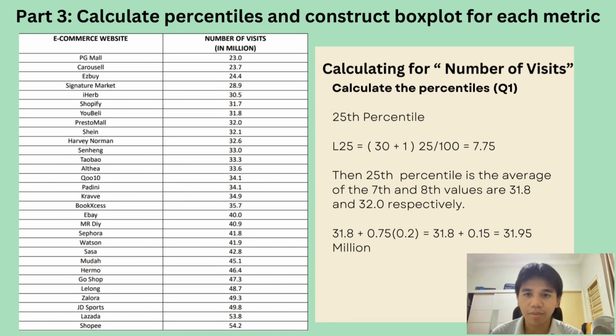Today I'm going to explain the calculation of percentiles and constructing a box plot for each metric. Firstly, we sort the information given in ascending order. We're going to calculate the number of visits first.